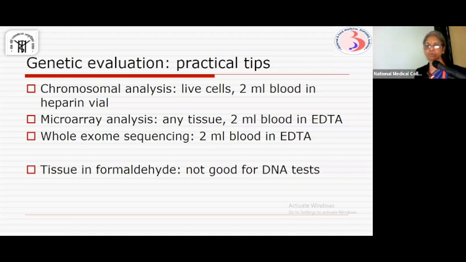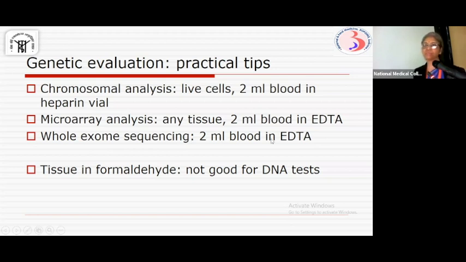Another option is clinical exome. For clinical exome, we used to inform the lab about the clinical features. Now that is also not essential. So what is done is 2 ml blood in EDTA, and you need to write whole exome sequencing. So all exomes are sequenced and they will tell you what is the defect.